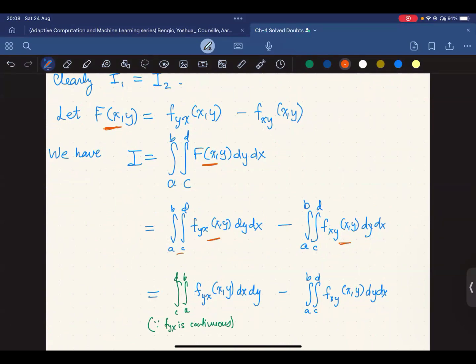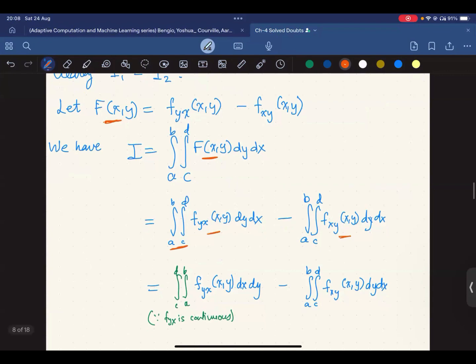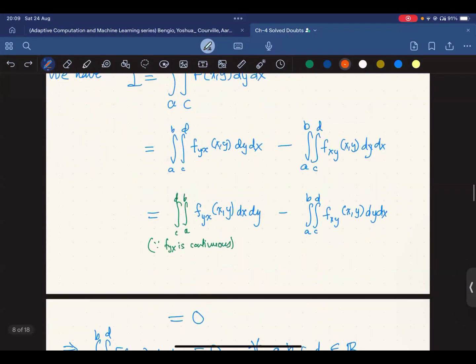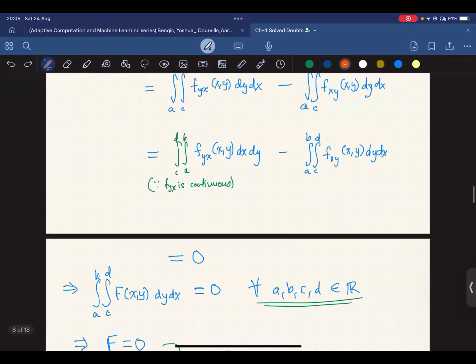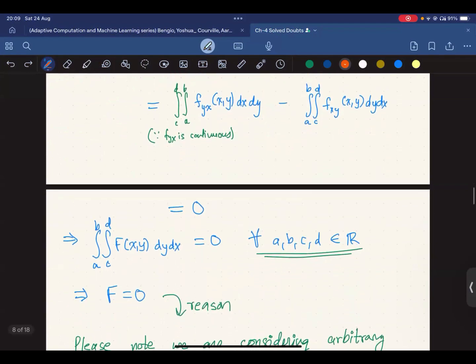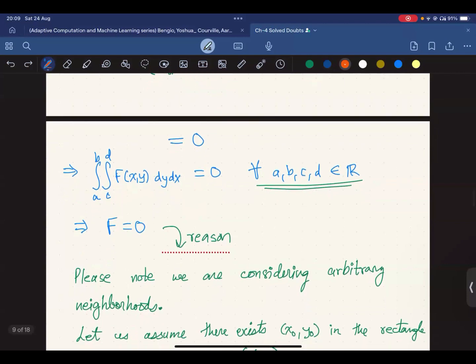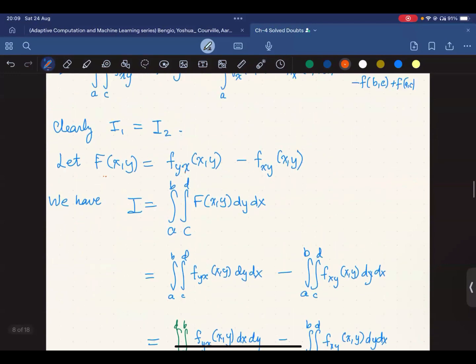Now we can change the limits here because fyx is continuous in this domain, in this rectangle. Since it is continuous, the integration order won't matter. Now we have seen above that these two quantities are equal, and so this integration comes out to be 0. And this is true for all rectangles that are possible. Now the integration is 0. Now this implies that the function is also 0 because we are considering arbitrary rectangles here.